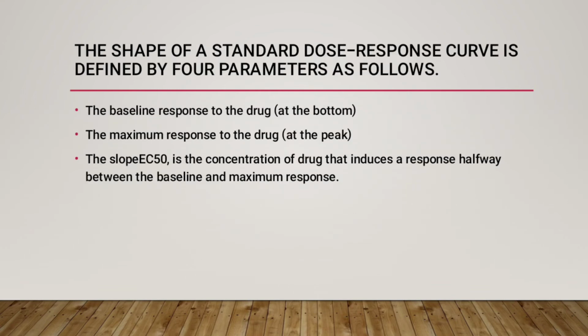The shape of the standard dose response curve is defined by four parameters as follows. One is the baseline, which is the response to the drug at the bottom, and the second one is the maximum response to the drug at the peak. And third one is the slope, EC50. This is a concentration of a drug that induces a response halfway between the baseline and the maximum response.